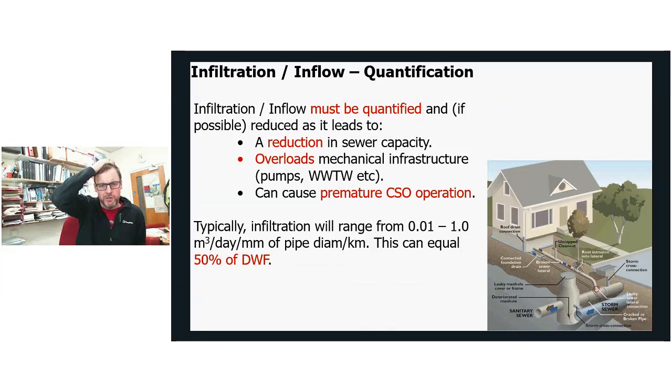So infiltration is something else I spoke about in terms of inputs. So you have to try and quantify this for your network, and you also have to think ahead to think what the likely infiltration rates are going to be. So it's an issue because it results in a reduction in sewer capacity and can cause premature CSO activation. So typically infiltration will range from 0.01 to 1 meters cube per day per millimetre of pipe diameter per kilometre. So it can equal up to 50% of dry weather flow, and sometimes more. Obviously that would be quite unusual.